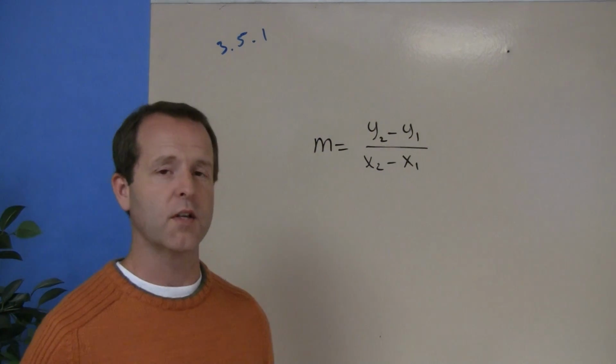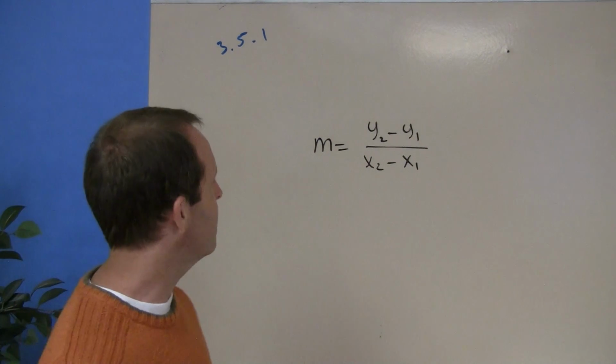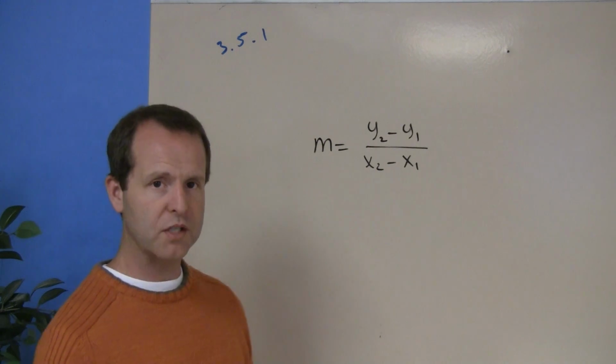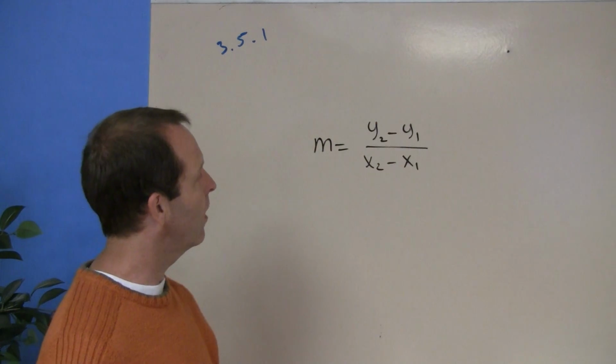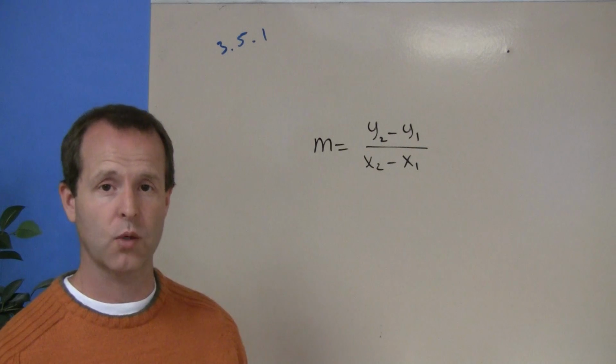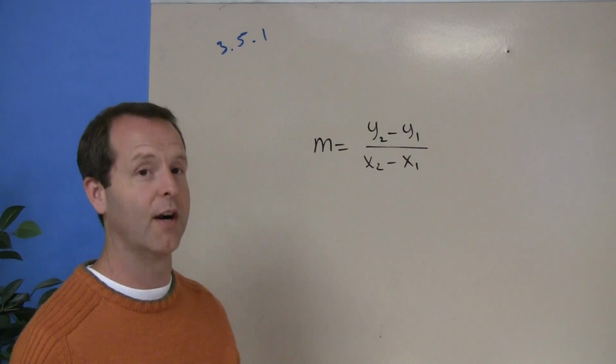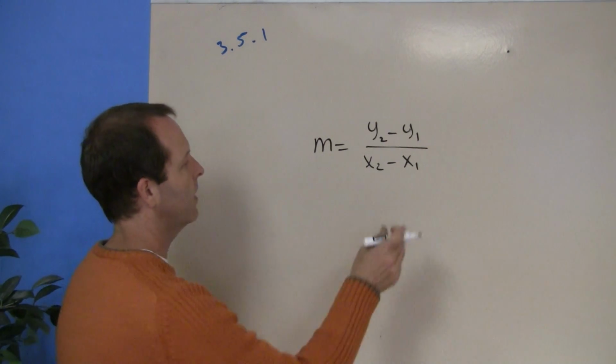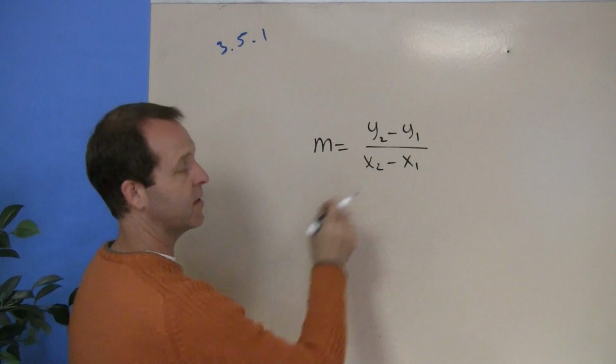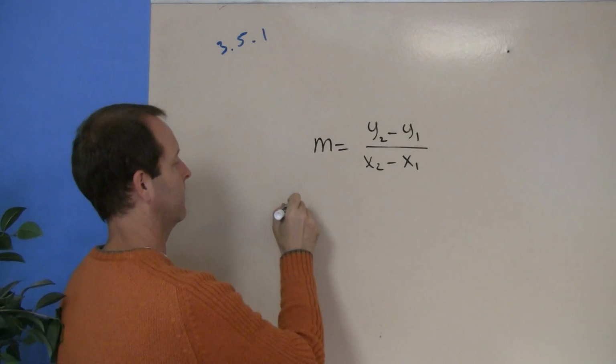One thing that we can also find useful is going to be an offshoot of the slope formula. Remember slope? m equals y2 minus y1 over x2 minus x1. Let me do some algebra here. Let's multiply both sides by x2 minus x1.